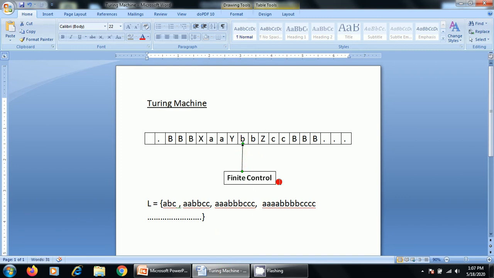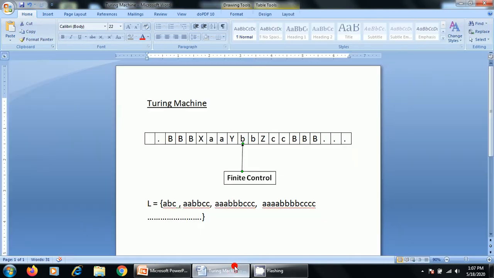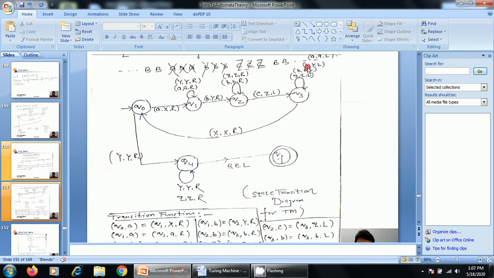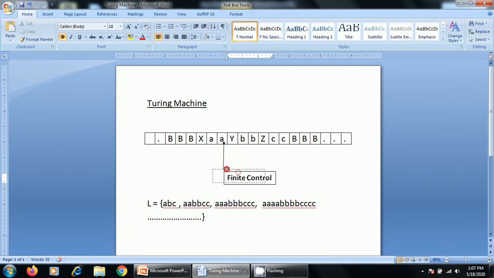If there is a B, there may be many B, that is why there is a loop. Keep it B and move left. Now if there is a Y, keep it Y and move left. Now we are searching for the first X.